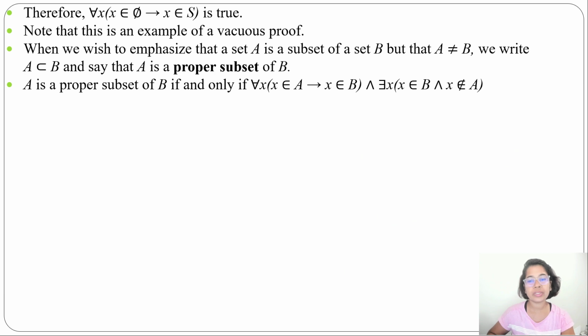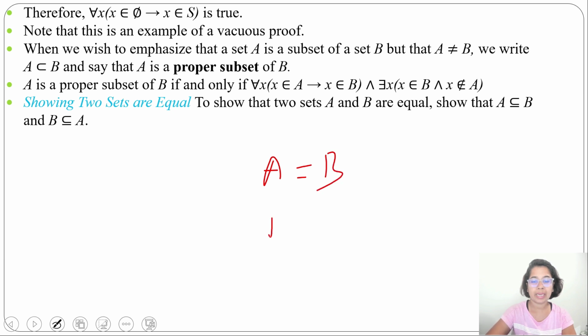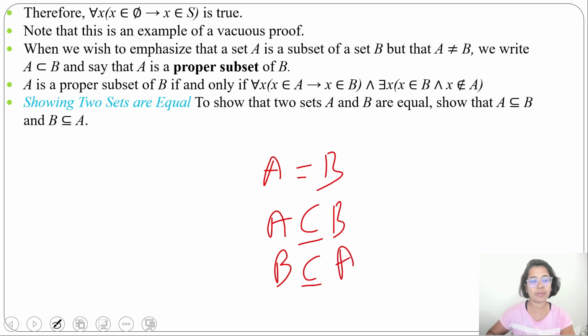To prove two sets are equal, we can consider: if A is a subset of B and B is a subset of A, then the two sets are equal, meaning A equals B. A is a subset of B and B is a subset of A means A equals B.